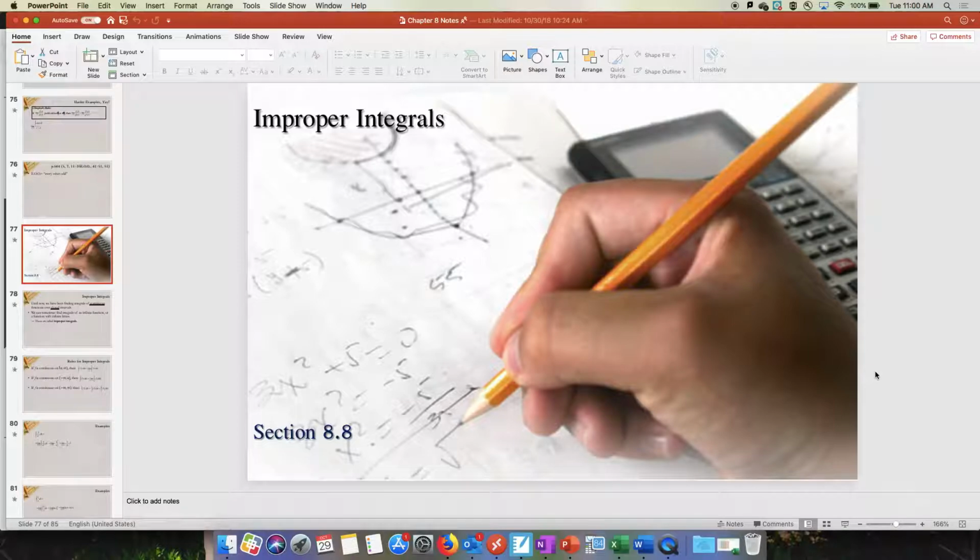We're going to learn about improper integrals today. I don't like this. I know what improper fractions are. I don't like what this is going to end up being.